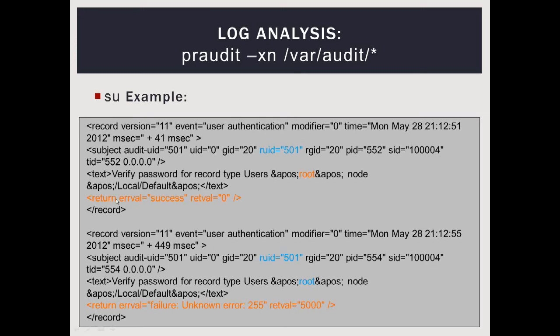The first one here, we can see the return was successful. So we can see when the user performed the command, who they were at the time of the command execution, and where they wanted to be if it was successful. The second one is a failure, and we see that failure: unknown 255. We can see a lot of the same information: when it was performed, who was the relative user ID, and what they were trying to do. They were trying to su to root.